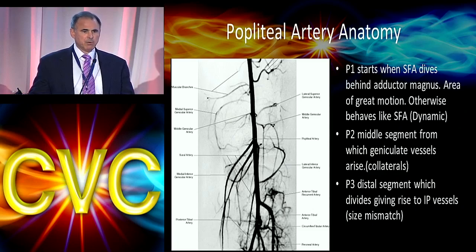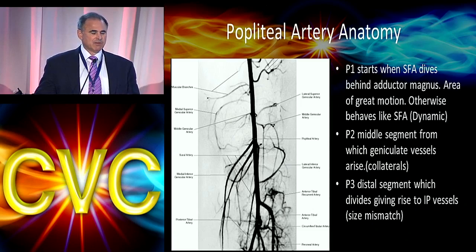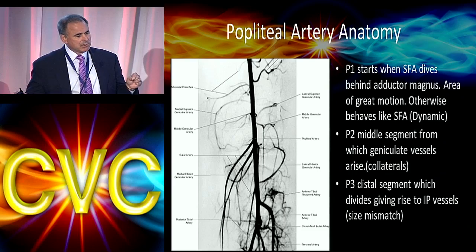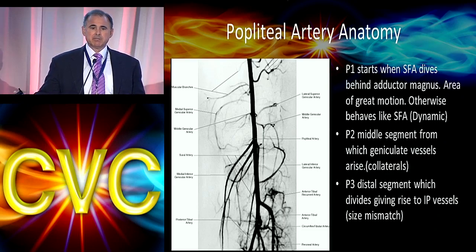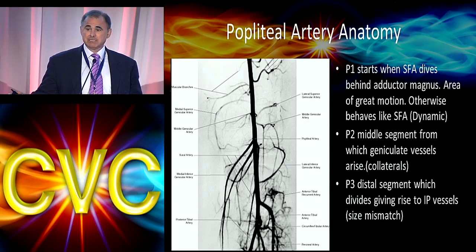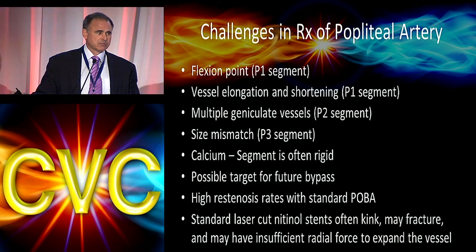And then finally, we have the P3 segment, the very distal segment, and this divides, giving rise to the infrapopliteal vessels. And the reason I view this segment differently is there's profound size mismatch. Whenever we go from the popliteal to the anterior tibial or the tibioperoneal trunk, there's profound size mismatch. This is very important. In addition, fixing one of these may result in jailing others if a stent is used.